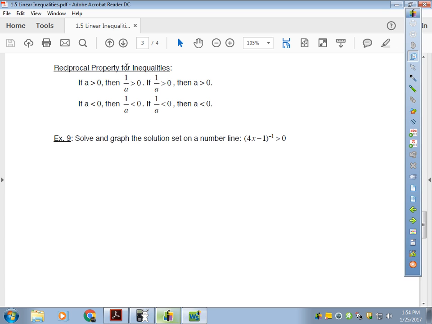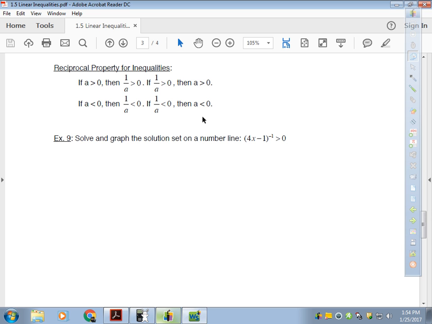First thing, we have what's called the reciprocal property for inequalities. What it says is that if a is a number that's bigger than 0, then 1 over a will also be bigger than 0. So what that means is if a is a positive number, then the fraction 1 over a will also be a positive number. Its reciprocal will be a positive number. Similarly, if you have 1 over a is bigger than 0, then a will also be bigger than 0. So if the reciprocal is positive, the original number has to be positive.